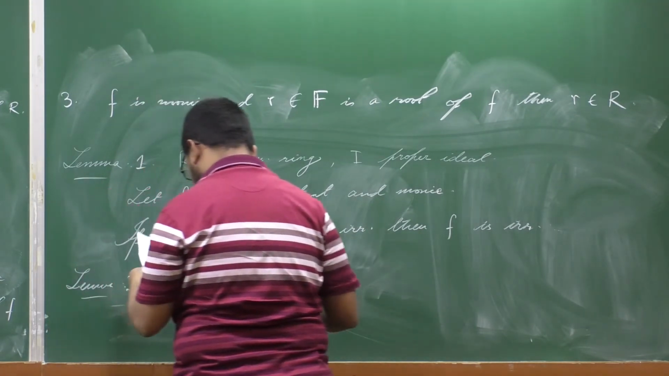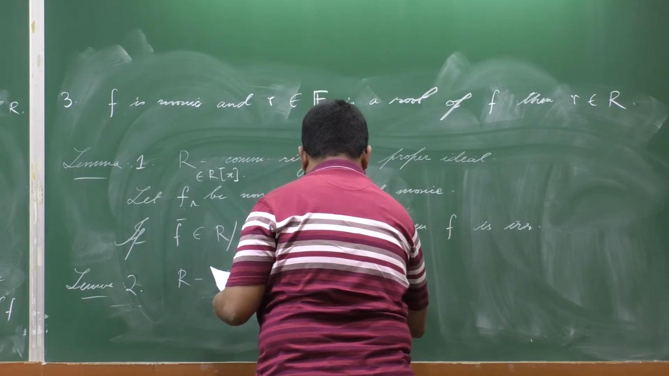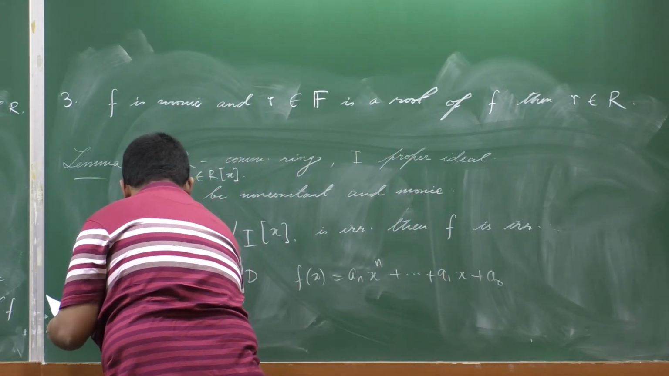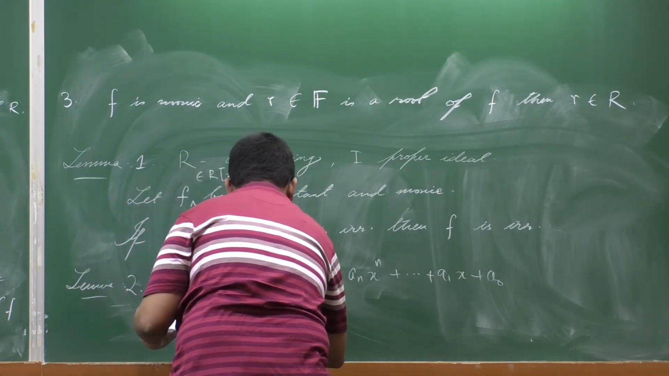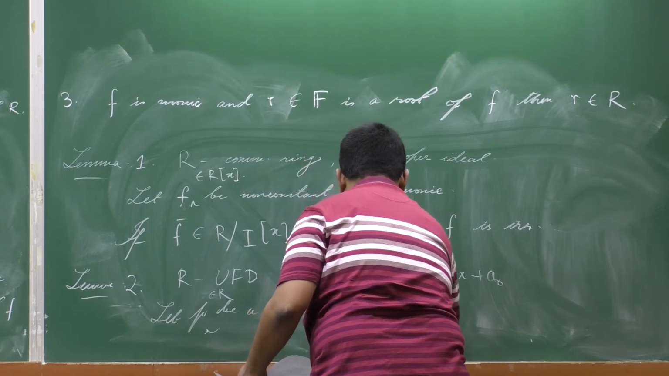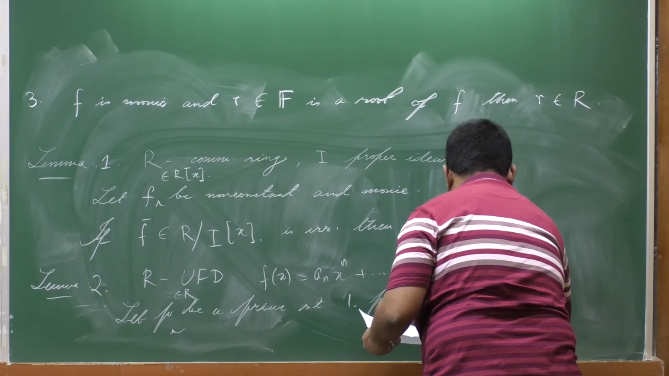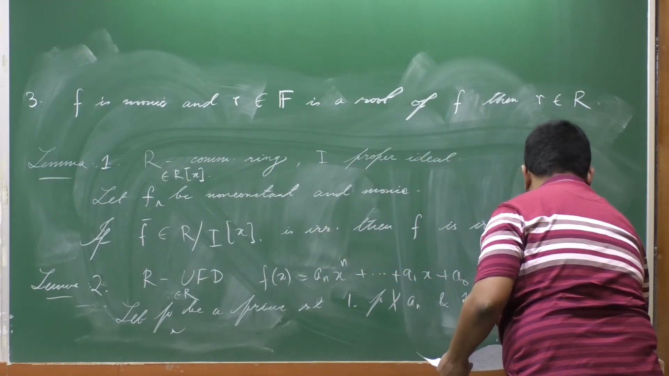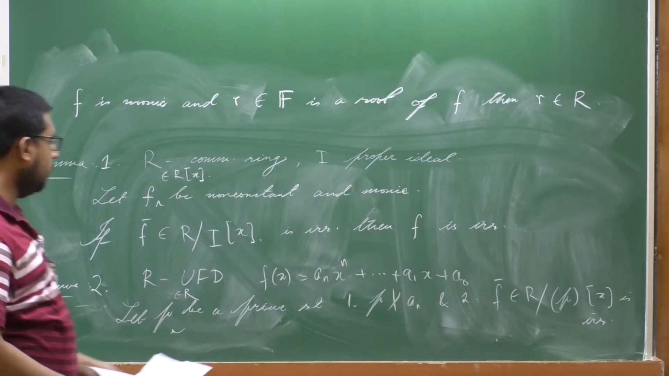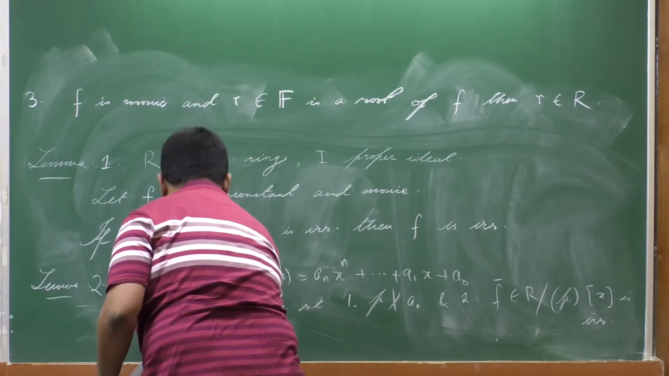But here of course this is for a UFD. Let R be a UFD, and f(x) in R[x]. Let p in R be a prime such that p does not divide a_n, and f bar, the reduction of f modulo p, is irreducible. So suppose we have a prime p which does not divide the leading coefficient, and after reducing the polynomial modulo p, whatever we have is irreducible. Then f will be irreducible.